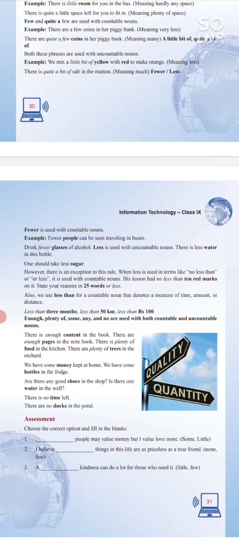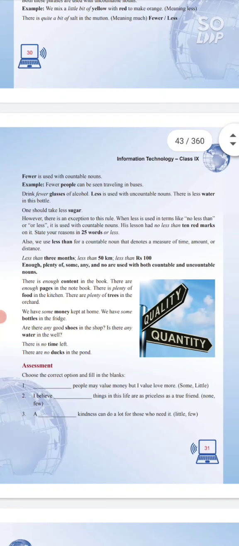There is less water in this bottle. So the quantity of water in the bottle is uncountable here, so the word less is used, not fewer. Okay. Next example is, one should take less sugar. Less sugar means the quantity that should be taken is not defined, so it is uncountable here. So one should take less. Less is used before sugar here.